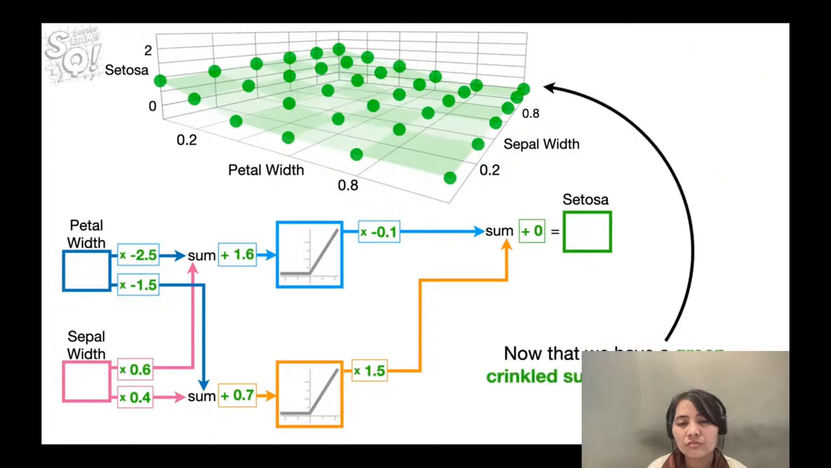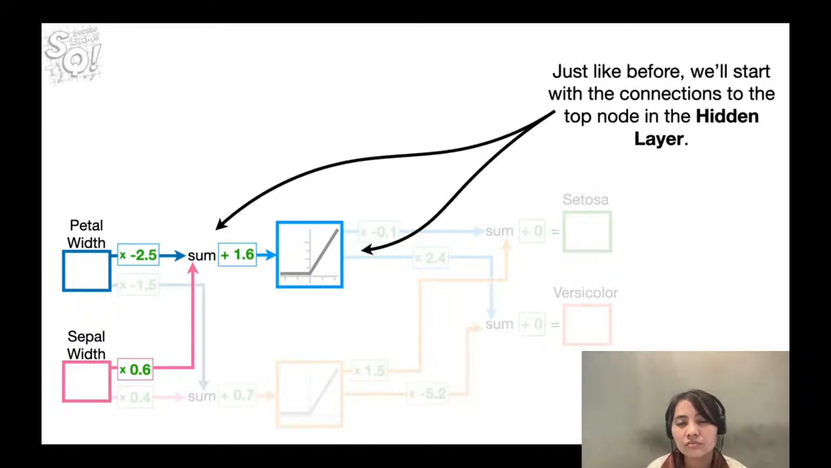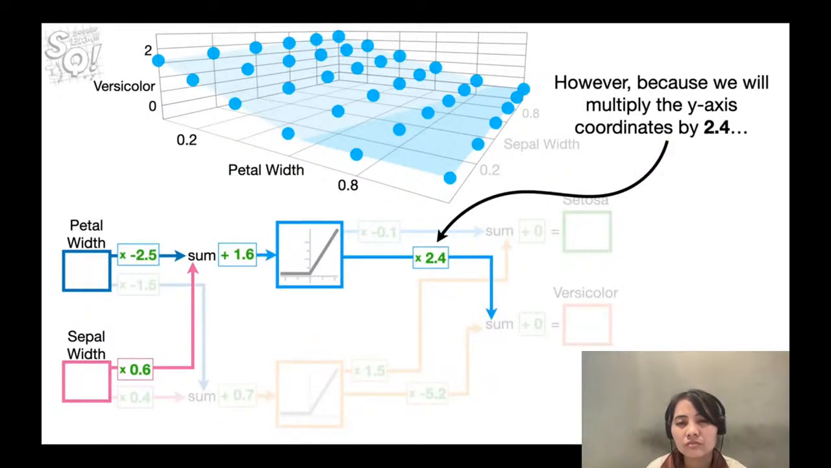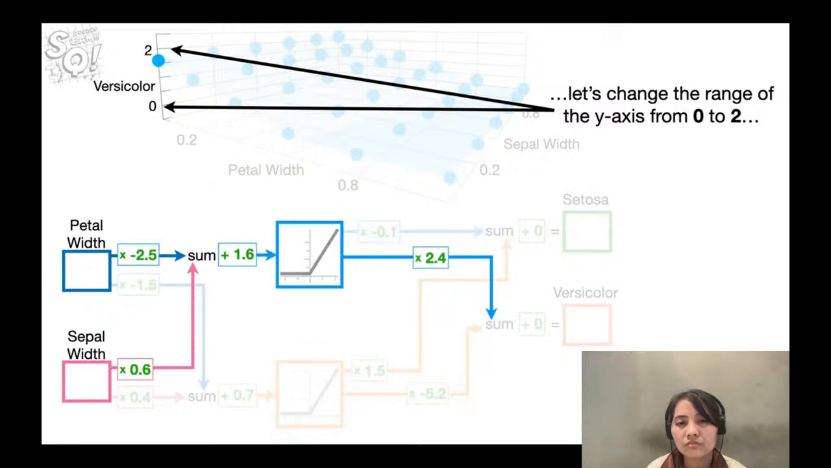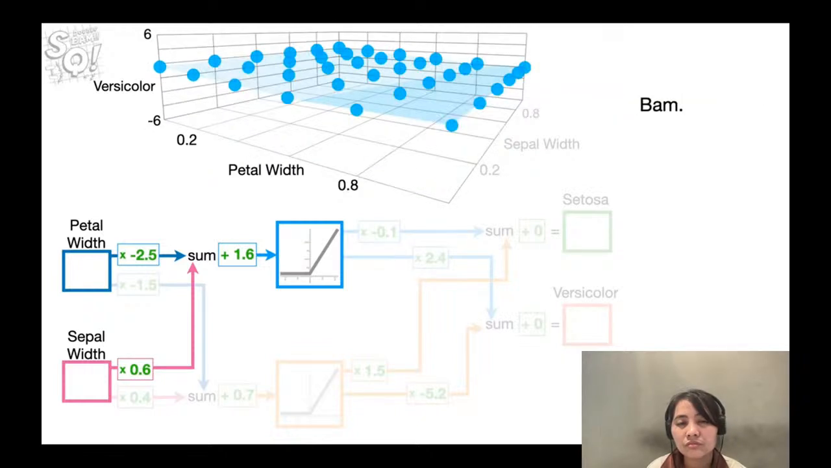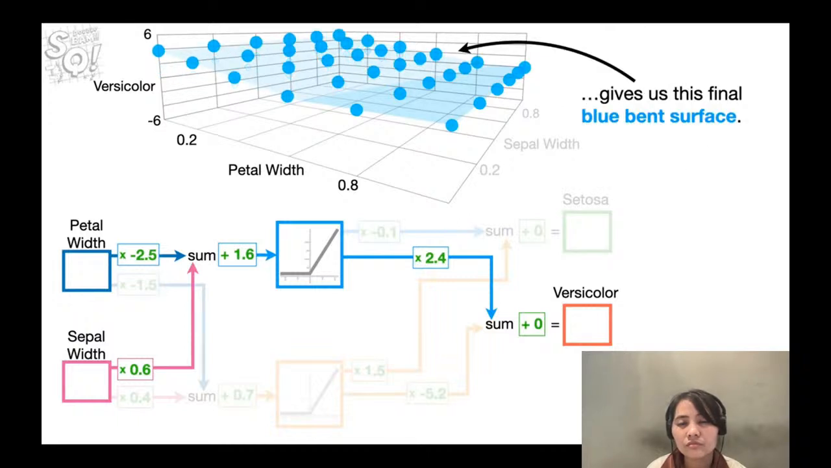Bam. Now that we have a green crinkled surface for setosa, let's determine the output for the second species, versicolor. Just like before, we'll start with the connections to the top node in the hidden layer. And because the weights and biases are the same as before, we start out with the same blue bent surface. However, because we will multiply the y-axis coordinates by 2.4, let's change the range of the y-axis from 0 to 2 to negative 6 to 6. Bam. Now, multiplying the y-axis coordinates by 2.4 gives us this final blue bent surface.